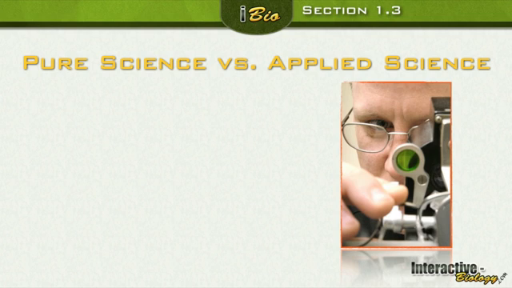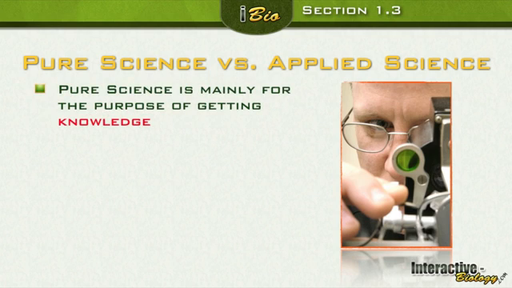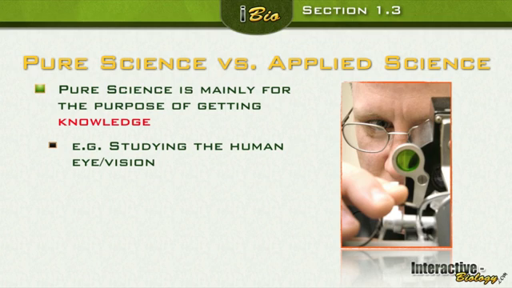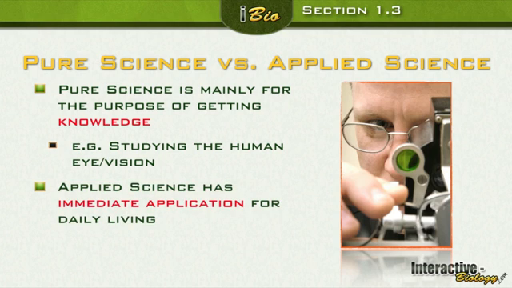Now let's talk about the difference between pure science and applied science. Pure science is mainly for the purpose of getting knowledge. So you're doing this mainly for the purpose of understanding something or getting knowledge about a system. For example, if you're studying the human eye, or you're studying vision, you're studying how the rods and the cones inside the eye process the light that's coming in. That is pure science. It's just for the sake of getting knowledge.